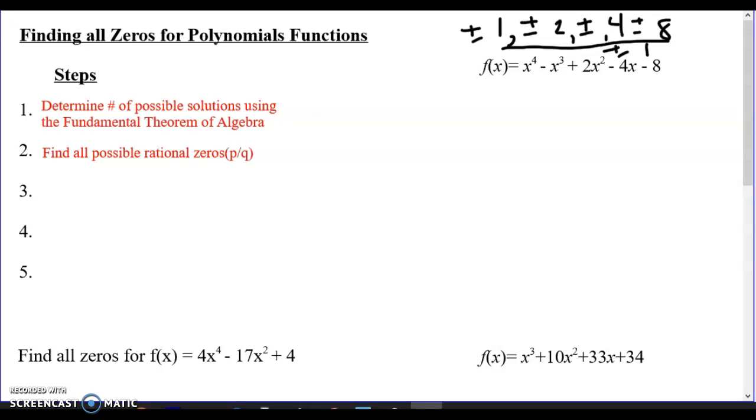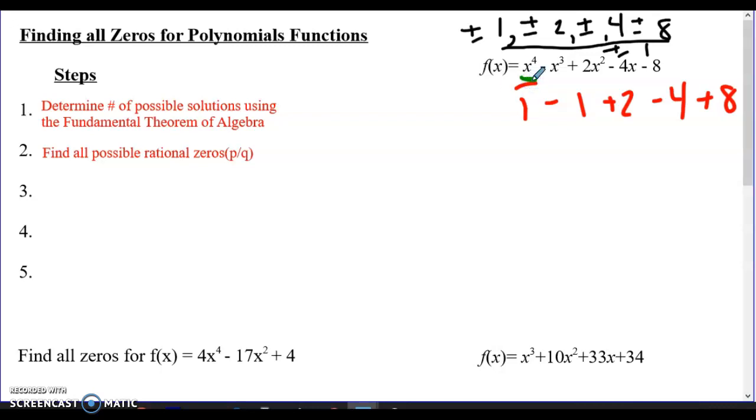A quick thought: I would like you to try 1 and negative 1 in your head, just because it would be really nice. So let's go right here. 1 to the 4th power is 1, minus 1 to the 3rd power is 1, 2 times 1 is plus 2, 4 times 1 is minus 4, plus 8. I quickly do those in my head. Does that give me 0? Because my ultimate goal is, if I plug in 1, does it give me 0? And nope, it doesn't. So that didn't work, but let's try negative 1 just in case.